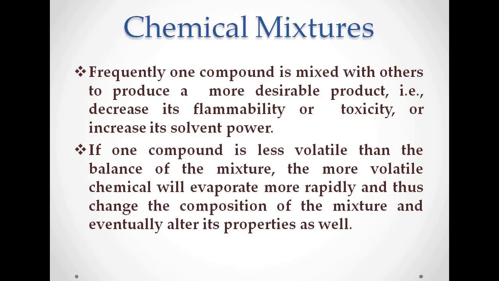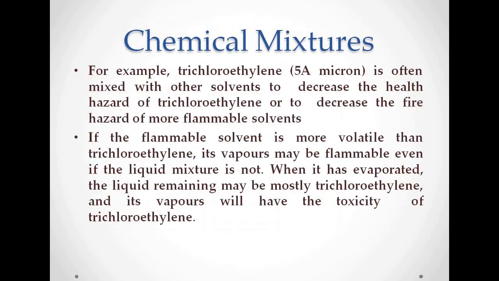Next, let us come to chemical mixtures. Frequently in industries, one compound is mixed with others to produce a more desirable product, that is, to decrease its flammability or toxicity or increase its solvent power. If one compound is less volatile than the balance of the mixture, the more volatile chemical will evaporate more rapidly and thus change the composition of the mixture and eventually alter its properties as well.